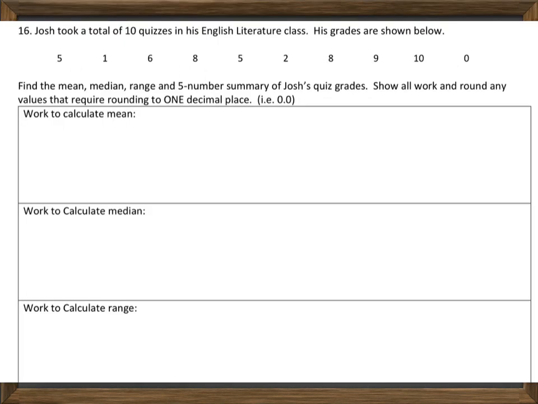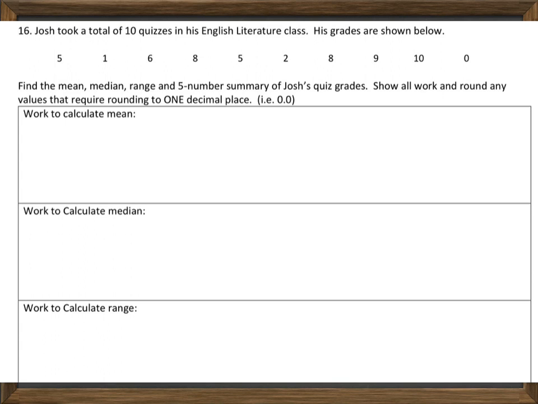All right, here we have a set of 10 data points. It says Josh took 10 quizzes in his English literature class, and the grades are shown below. So it asks us to find the mean, median, range, and 5-number summary. So let's just start by calculating the mean, the median, and the range.